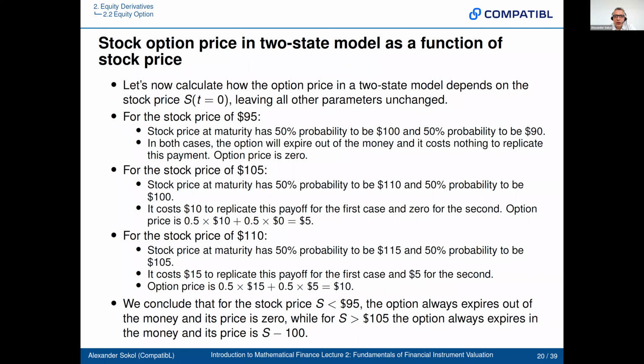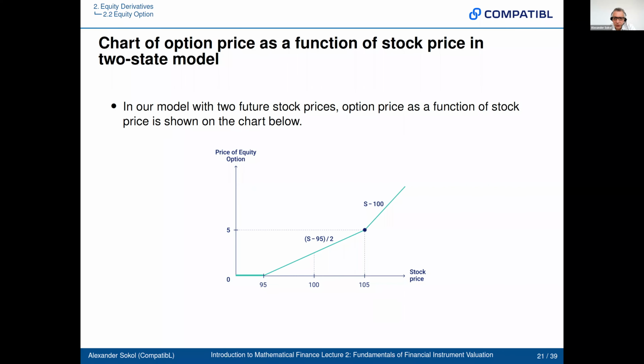If the price is above 105 today, then you exercise in both cases. And in this case, the price is the same as the forward, so it's linear. And in the middle, it's basically also a straight line, but with a lower slope. So it looks like this. Option price below 95 is zero. Above 105 is the same as the forward. And here it's also linear, but with a lower slope.